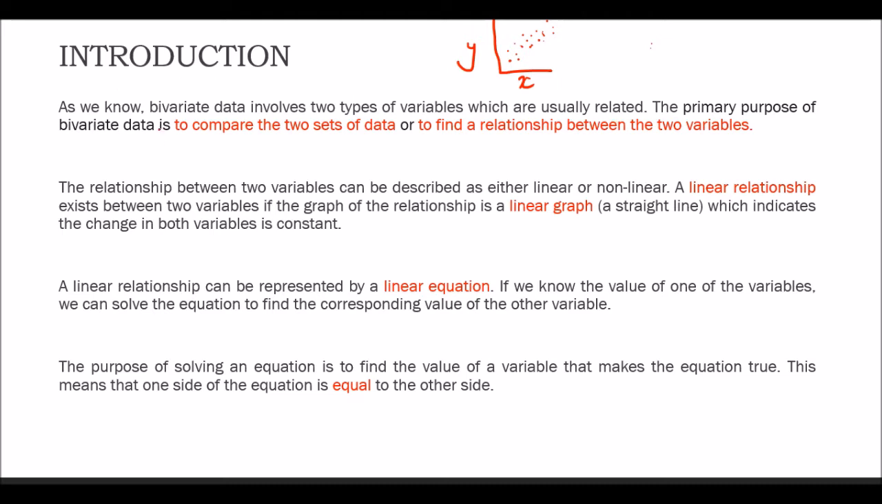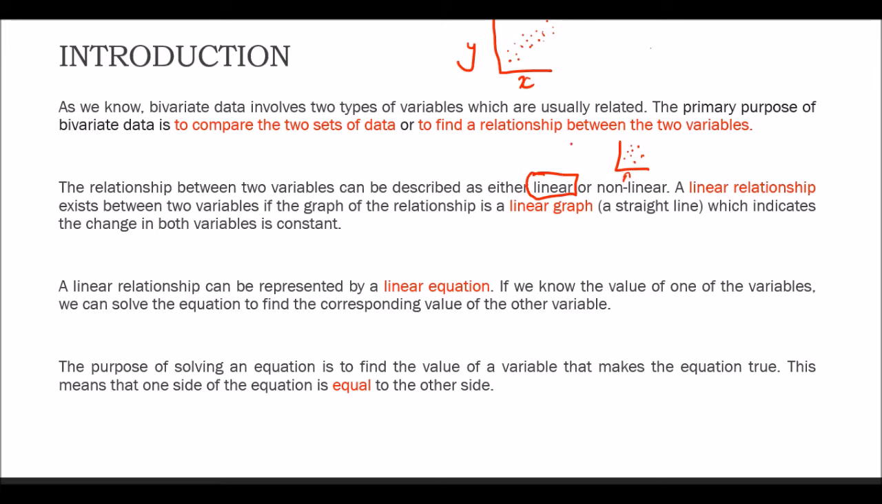And the primary purpose of bivariate data is to compare two sets of data or find a relationship. Remember, that's what we sort of did in 9F and 9G. The relationship between two variables can be described as linear or non-linear. Okay, so we're focusing on linear. Non-linear is what I just drew here. So this is non-linear, if you just draw a little graph there. So that's non-linear there. Okay.